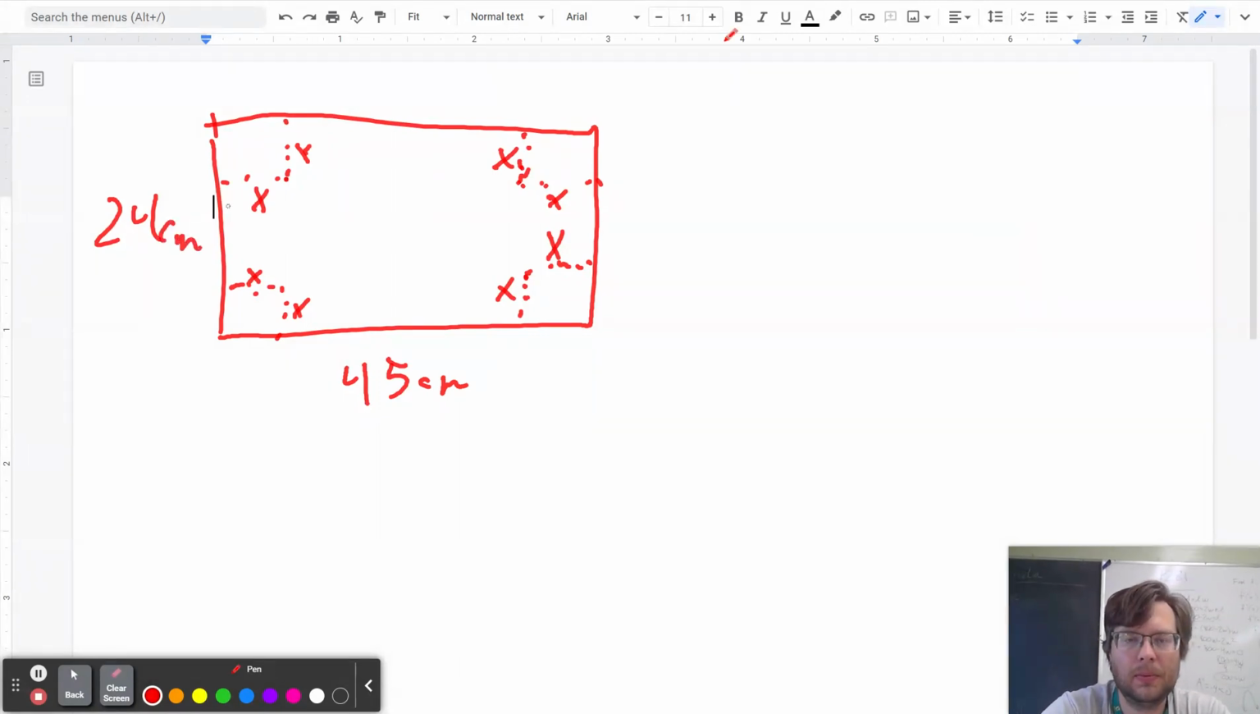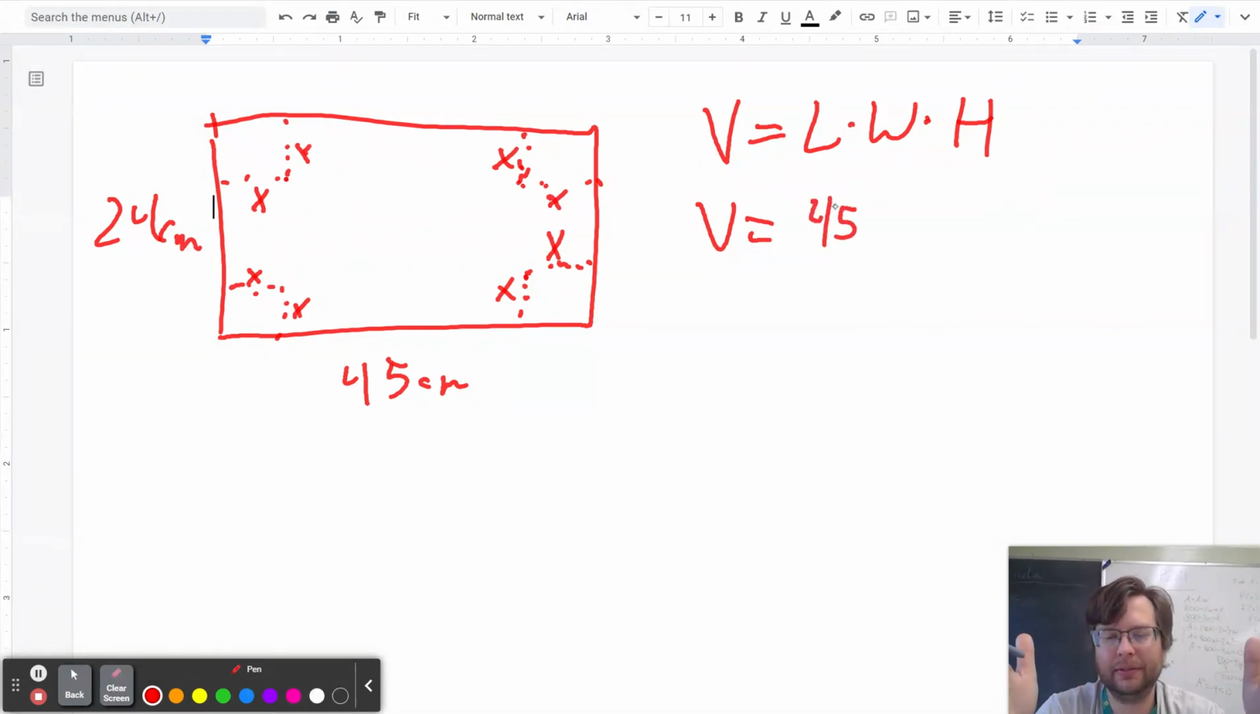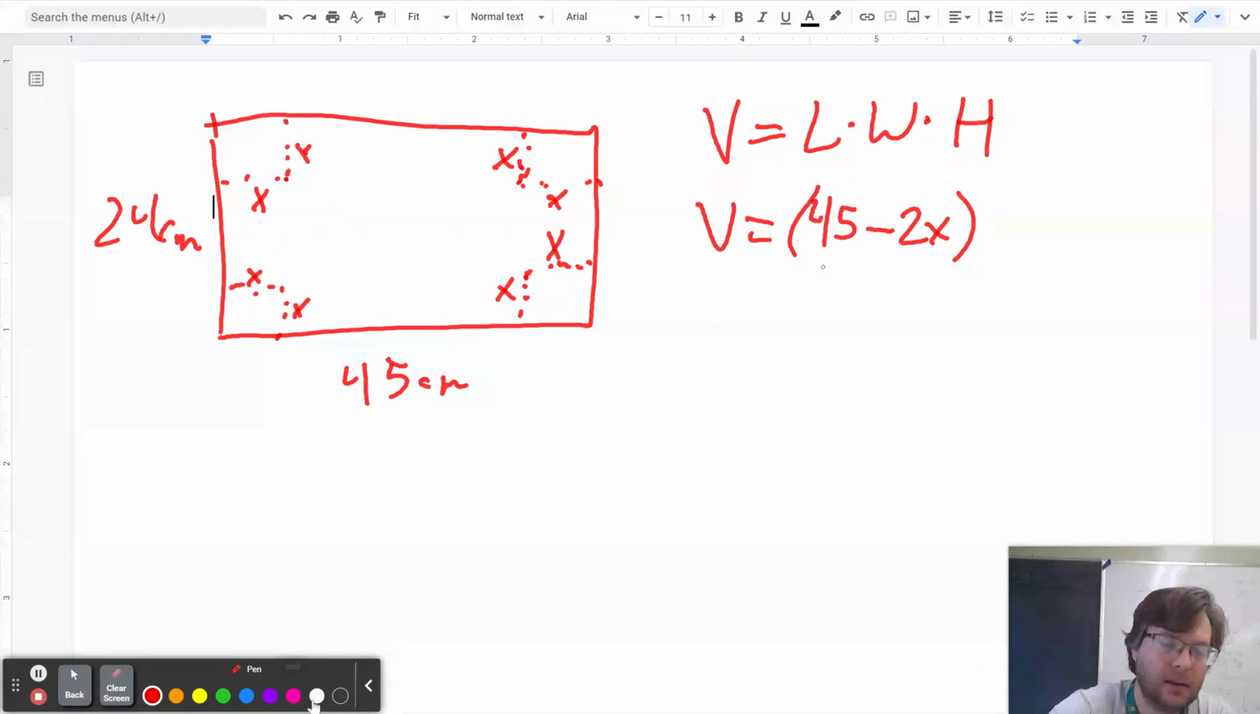So my volume formula here is just length times width times height. So let's say that the length is 45. Well, when I fold up my box, it's not going to be 45 anymore because I cut the corners. And I'm using the letter x to stand for the size of the corners. And so it's actually 45 minus 2x, because I had 45, but then I cut out x here and I cut out x there. So this remaining distance in between is 45 minus 2x.